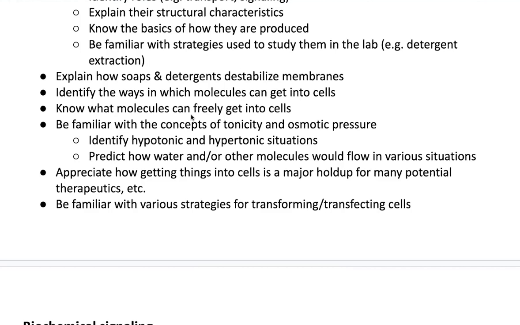Be familiar with the concepts of tonicity and osmotic pressure. So identify hypotonic and hypertonic situations and predict how water and other molecules would flow in various situations. Think about why we don't give people IV water. Instead, we would give them IV saline. This has to do with this whole tonicity thing.